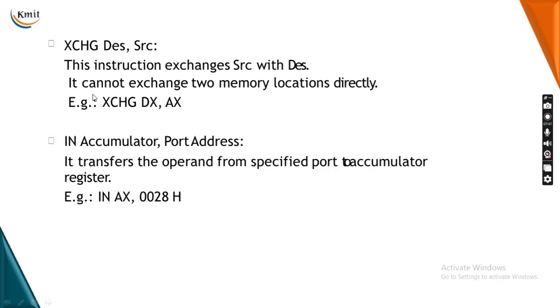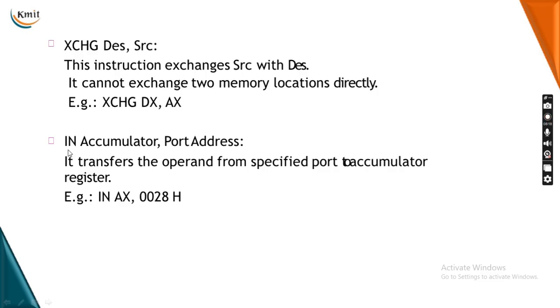Next, we have the exchange data transfer instruction, which is useful for exchanging the data between your source and destination. But it cannot exchange between two memory locations. It can exchange two registers, or one memory and one register, but it can't exchange between two memory locations directly. Right? So this is the syntax for exchange: destination, source.